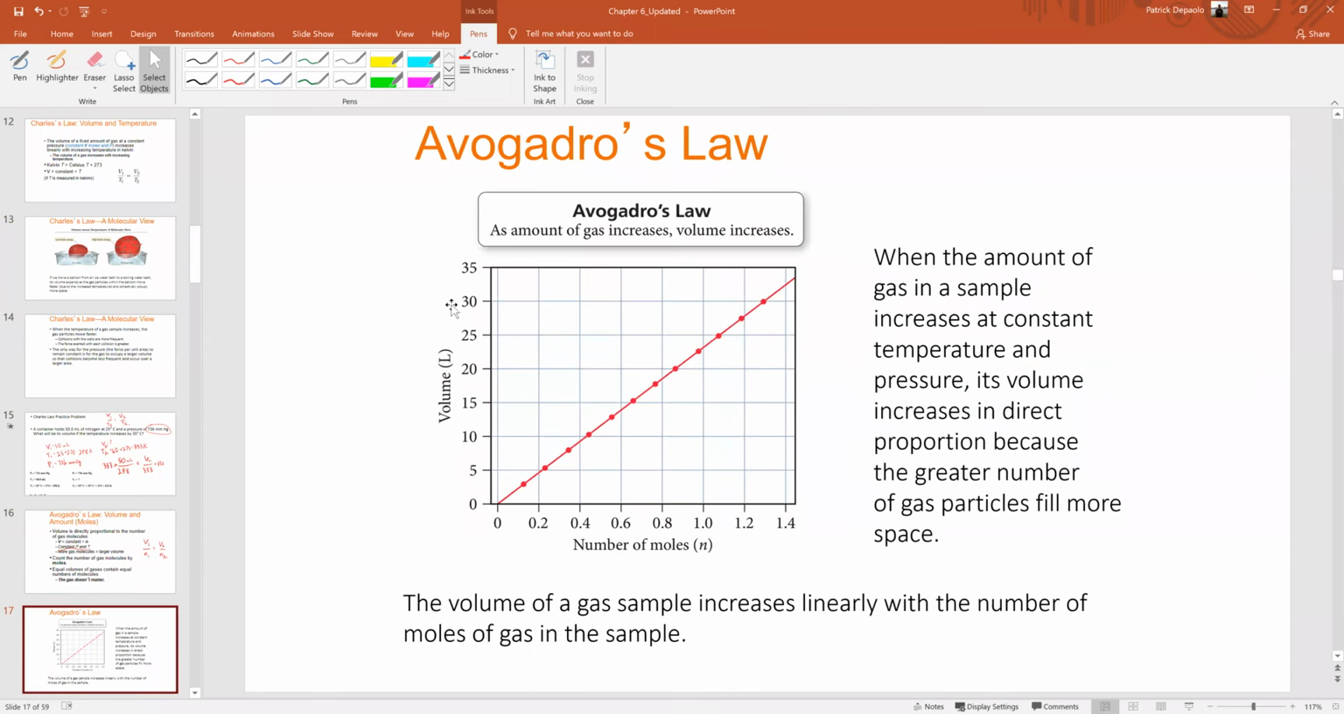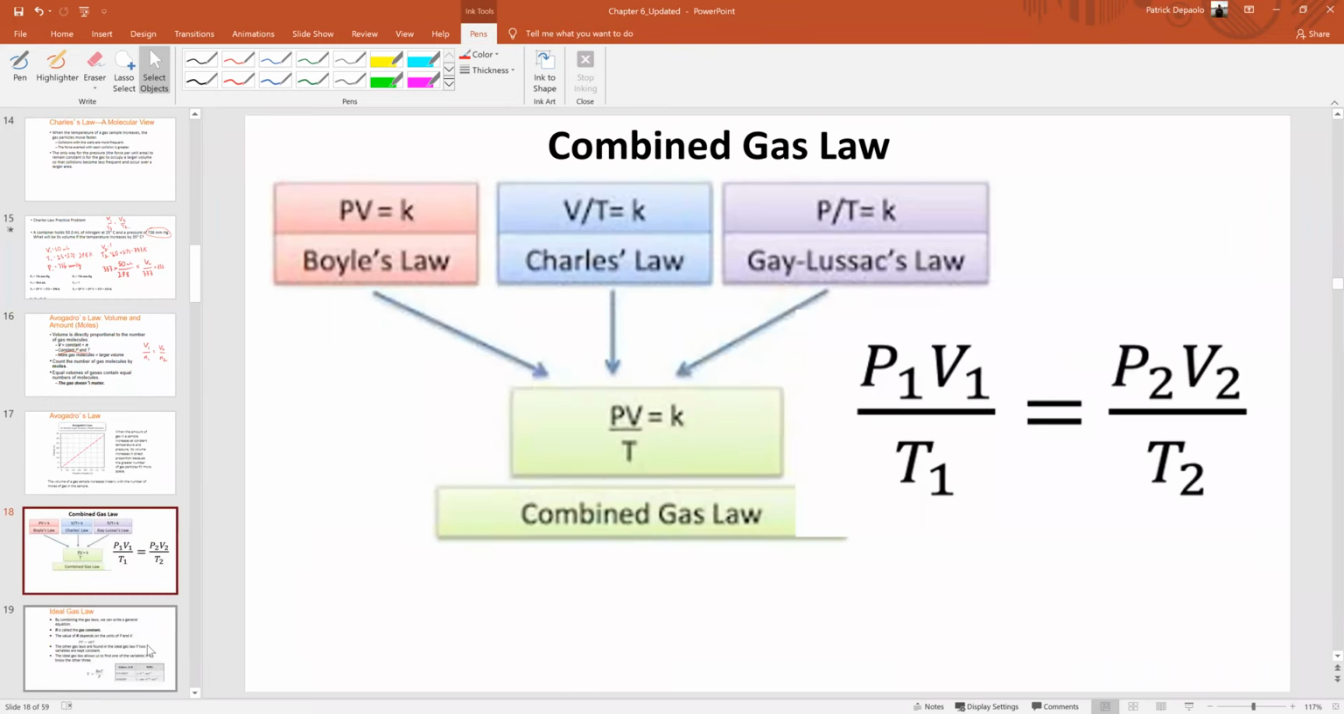Okay. Avogadro's law, we know this. As gas increases, volume increases. It makes sense. I don't think I have an example for that one, but it's pretty easy.